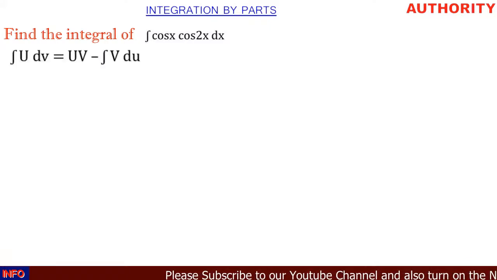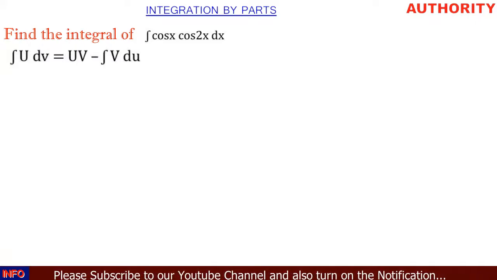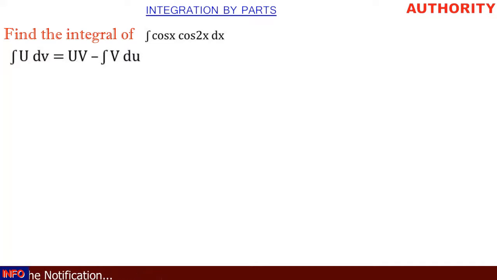In this question, we're going to make use of integration by parts. We're going to make use of this formula: the integral of u dv is equal to u times v minus the integral of v du. Our major concern here is to identify these terms, u, dv, v, and du. Once we have these terms, we can join them together and do what we know how to do best. Now let's go.